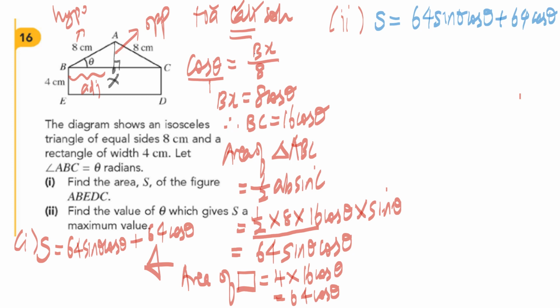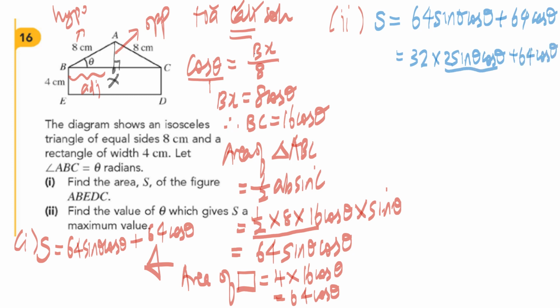Right, so I need to find ds over d theta. You're not given y, so you're given s instead. So you're supposed to find ds over d theta. What I need to do is rewrite 64 sine theta cos theta. There's a little bit of trigo here that you need to remember. 64 is 32 times 2. Why do I want to write it as this? You will see what happened.